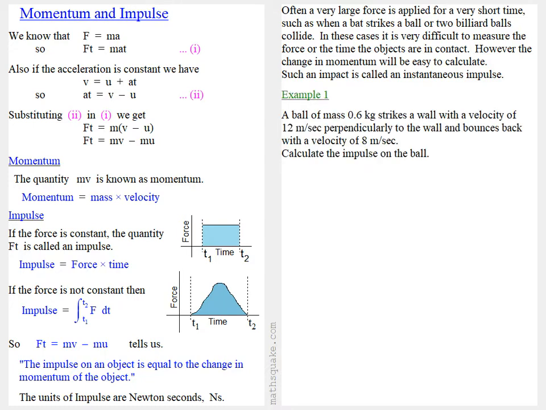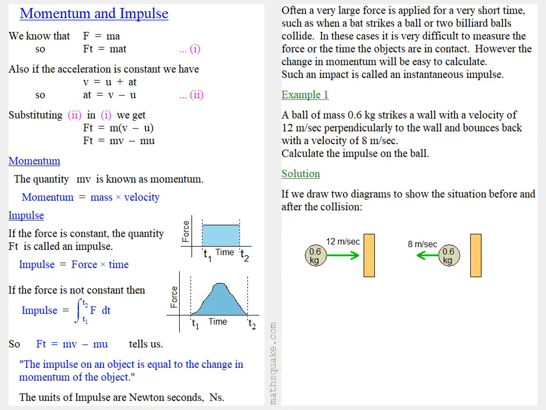Let's look at an example. Example 1. A ball of mass 0.6 kilograms strikes a wall with a velocity of 12 meters per second perpendicularly to the wall and bounces back with a velocity of 8 meters per second. Calculate the impulse on the ball. Well, to solve this, if we draw two diagrams to show the situation before and after the collision, we have u is equal to 12 meters per second and v is equal to minus 8 meters per second.